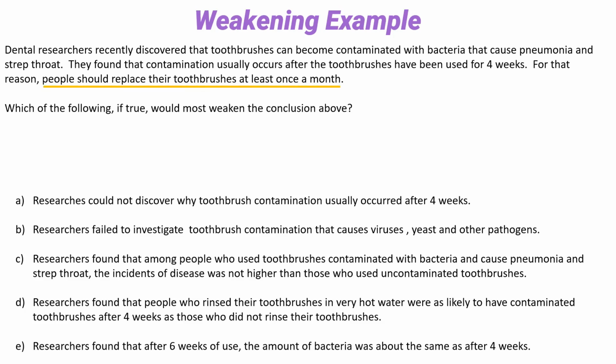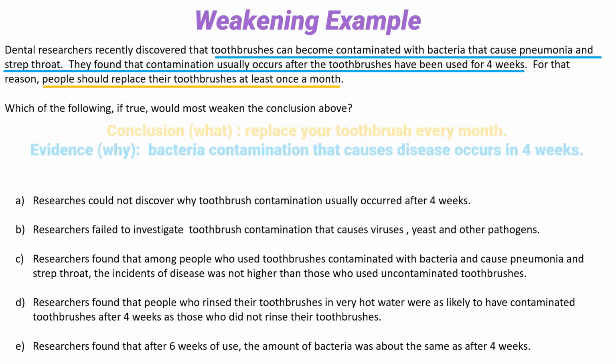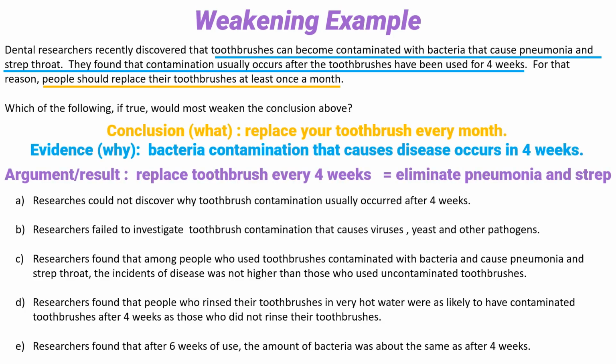Okay, what's their evidence? Why is this a good idea? Well, apparently bacteria that causes pneumonia and strep throat builds up on the toothbrush after 4 weeks. So the argument they're making is if you replace your toothbrush every month, you won't get pneumonia or strep throat. That's the result you want. You won't get sick. By the way, pulling out the conclusion and writing down the argument is by far the most important step, because now it's pretty easy.